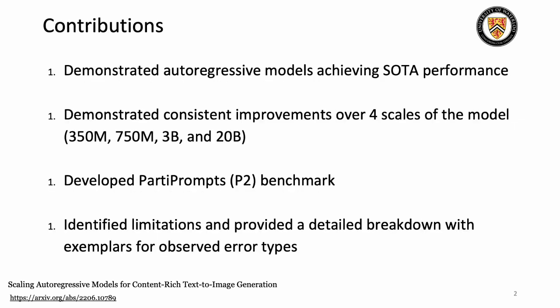Here are the main contributions of this paper. First, it highlights the model's state-of-the-art performance in autoregressive modeling for text-to-image generation, setting a new benchmark in the field. Second, it marks the consistency of improvements that Party has demonstrated across 4 different scales of its architecture, from 350 million to 20 billion parameters, emphasizing the scalability of the system.